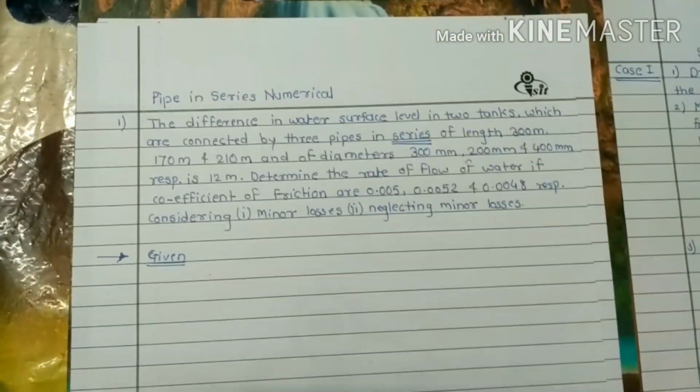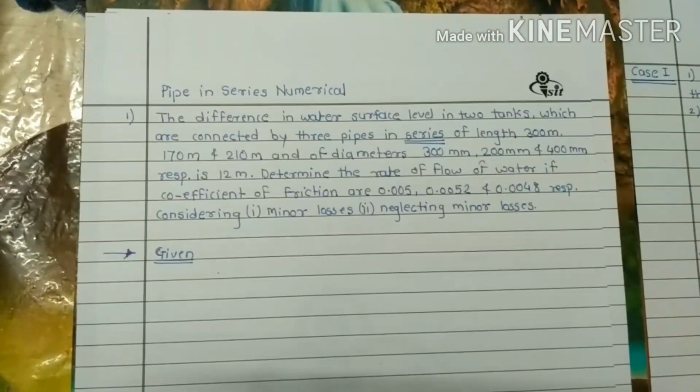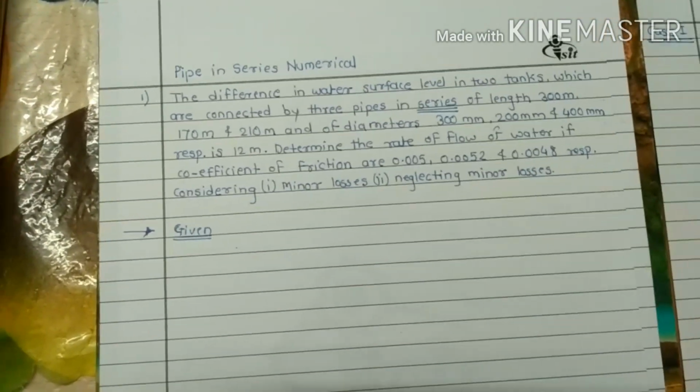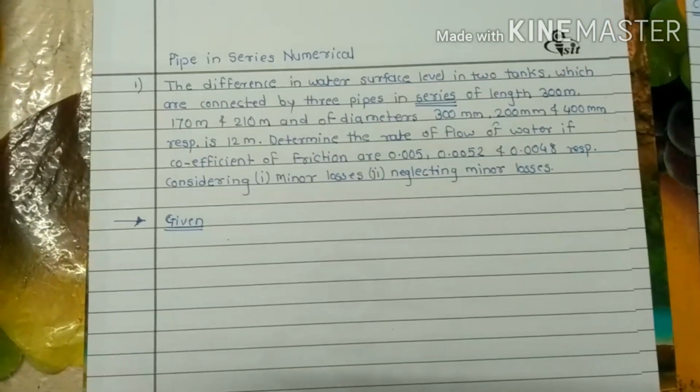Now here I have taken one numerical with the pipes connected in series. The steps I shared with you. Now just see how to solve this numerical. In this numerical there is no diagram given.